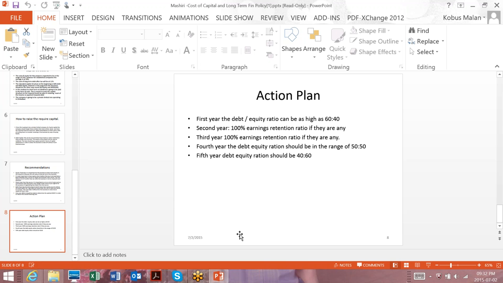Then in the fourth year, the debt equity ratio should be in the range of 50% debt, 50% equity. Then by the end of the fifth year, we should be able to achieve our intended capital structure, which is 40% debt and 60% equity. This is the end of my presentation.